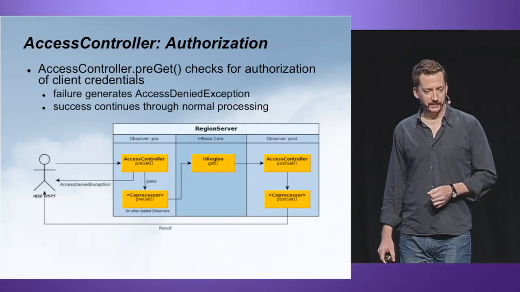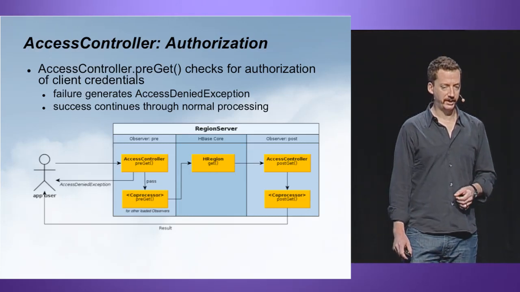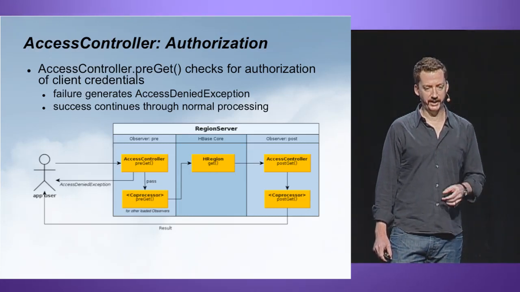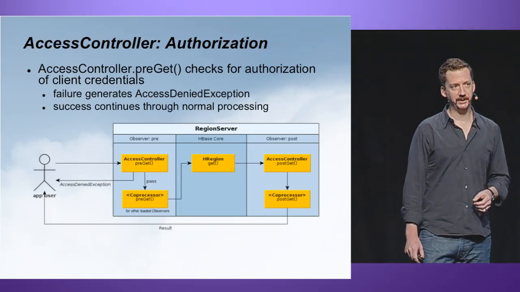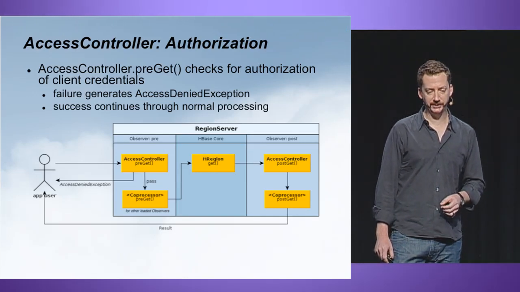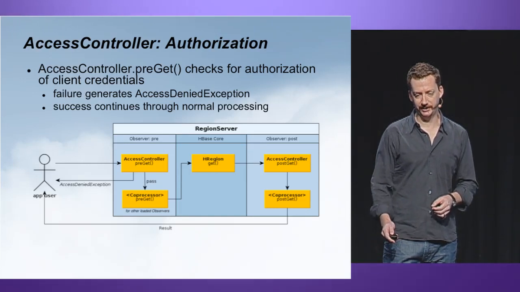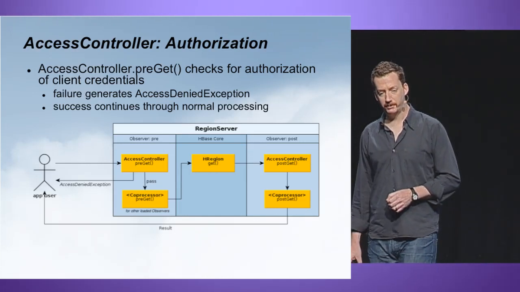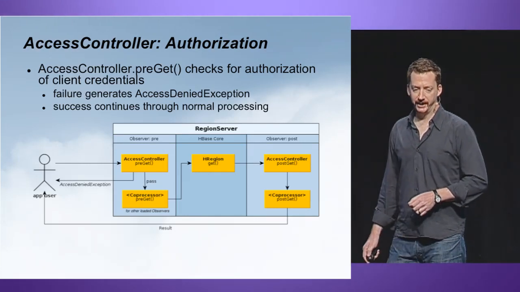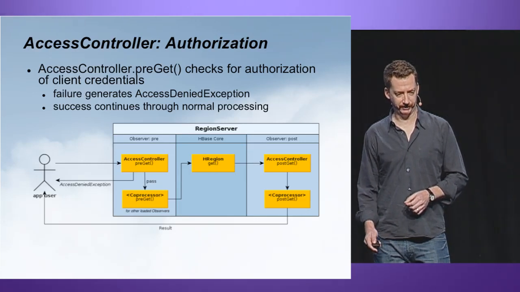So the client request comes in, Access Controller pre-get gets called. This is all prior to normal HBase processing. If that succeeds, then we continue on to any other loaded coprocessors. If that fails, we short circuit, return the exception directly. Then we continue on to normal HBase processing. Finally, the post hooks get called for any loaded coprocessors, and the result is returned.